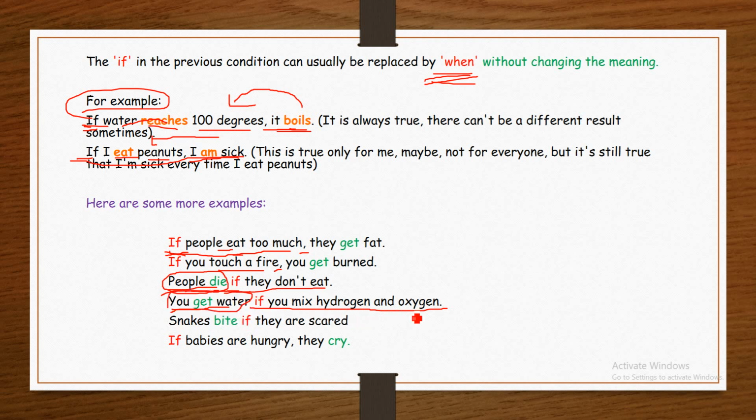This is the if clause. It contains if. And this is the main clause. The main clause is a result of the if clause. If you mix hydrogen and oxygen, you will get water.